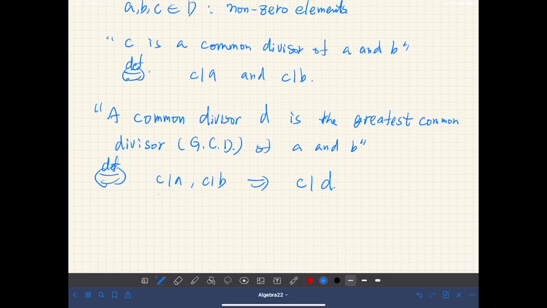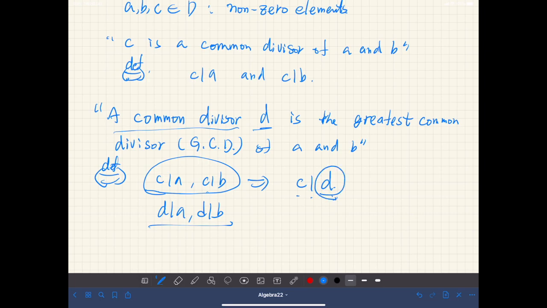And d is assumed to be a common divisor already. So of course d is a common divisor: d divides a and d divides b. And for any common divisor c, we have c divides d. If this is the case, then this divisor d is called the greatest common divisor. This is just like the way we define the greatest common divisor for integers. So we can define the notion of common divisors and greatest common divisors in a general integral domain other than integers.